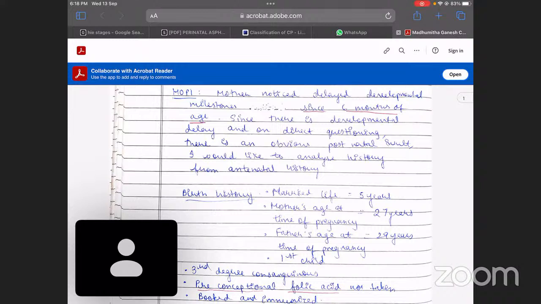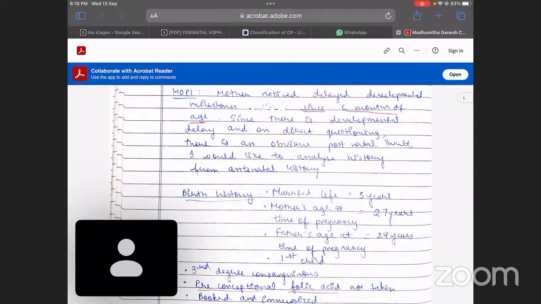Any CP child, always start from birth history. After the history of presenting illness, start from birth history, because most of the time, 80% of the common risk factors for CP or any neurodevelopmental state are because of antenatal history. So antenatal risk factors are the most common cause of cerebral palsy. So always start from birth history, right? You started it very well.